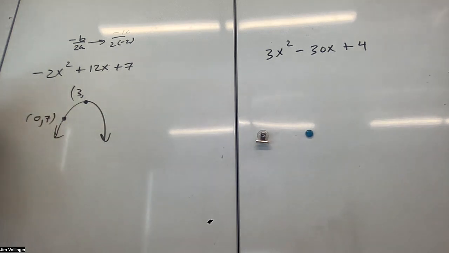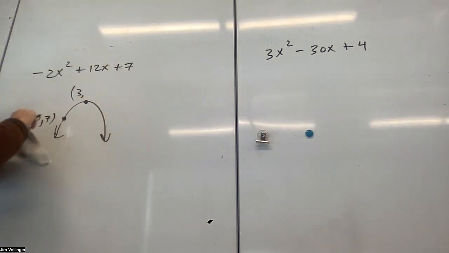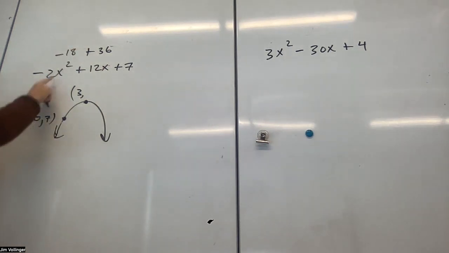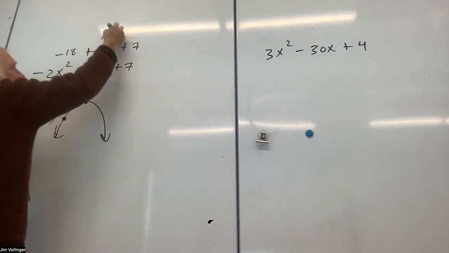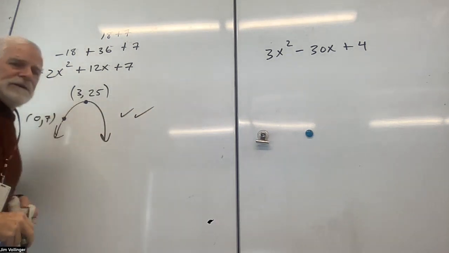I got to plug a 3 in. Let's do that right above it. Middle term is 3 times 12, which is 36. This had better be negative 18. Oh, 3 squared is 9 times negative 2. Correct number. Plus 7. Half of 36 is 18 plus 7 gets me 25. Gets me 2 checks on the next test.